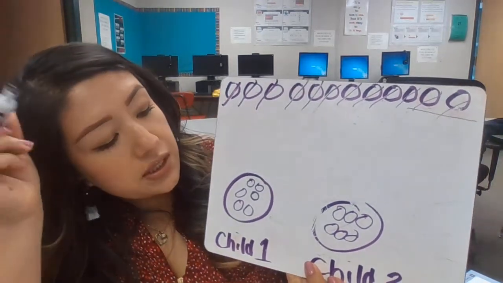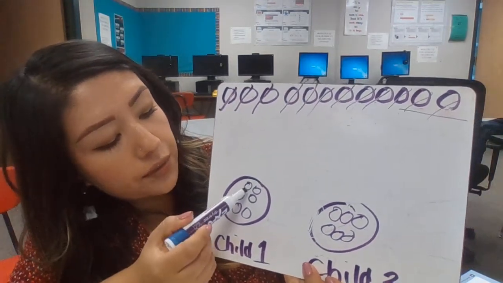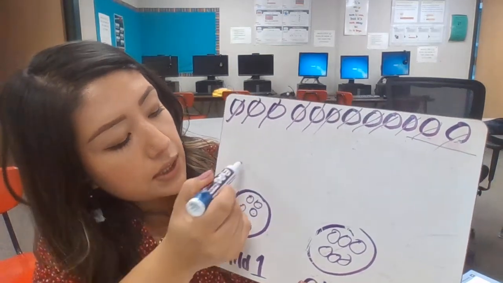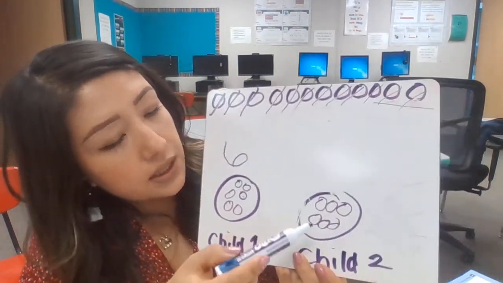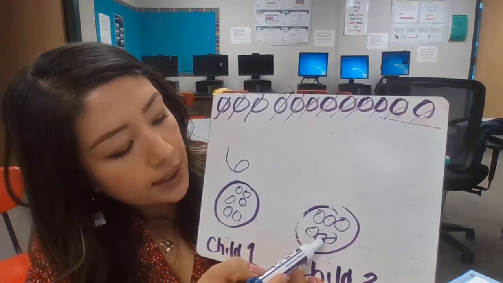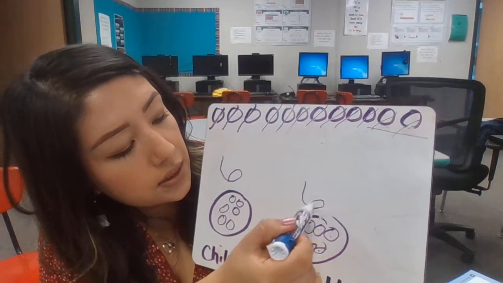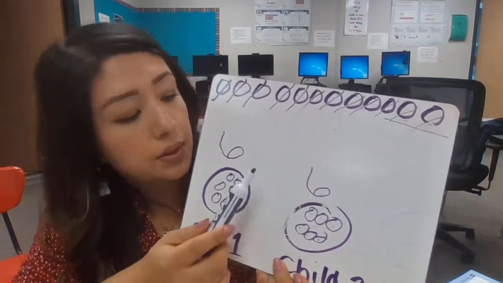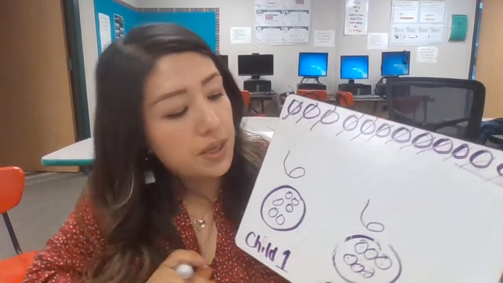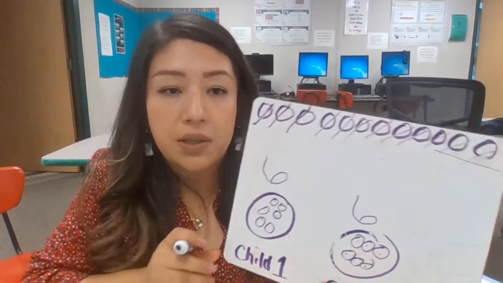out how many cookies each child gets. So the first child gets 1, 2, 3, 4, 5, 6 cookies. The second child gets 1, 2, 3, 4, 5, 6 cookies. Notice both children get the same amount of cookies because we are making sure they both get the same amount of cookies.